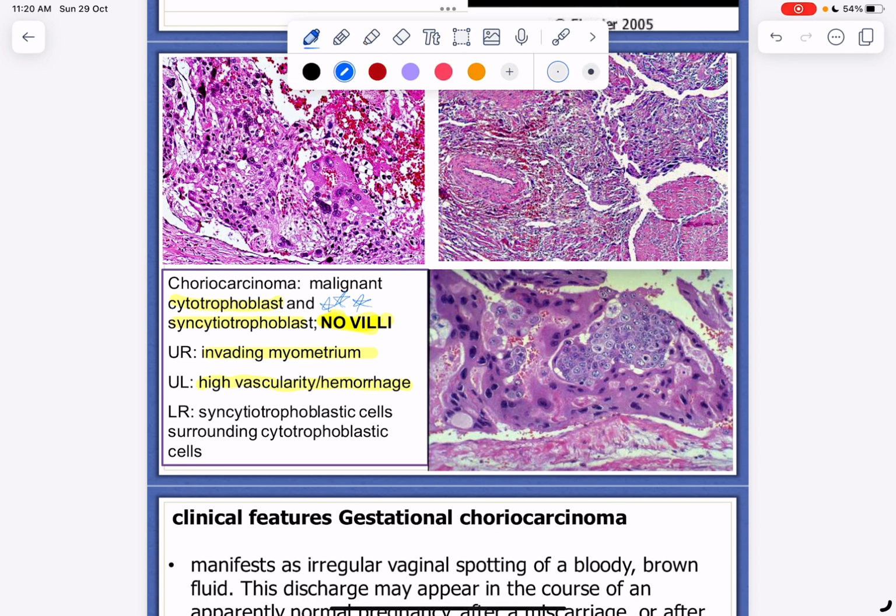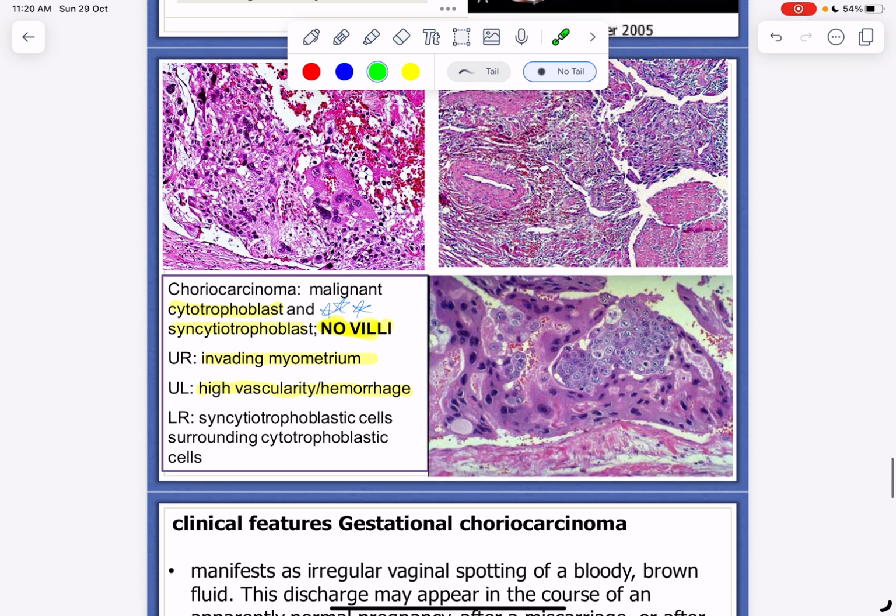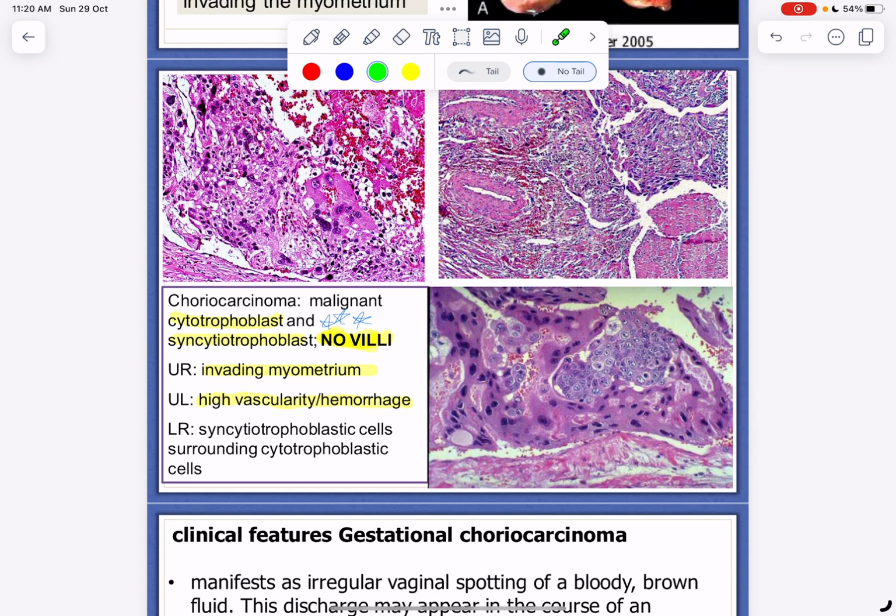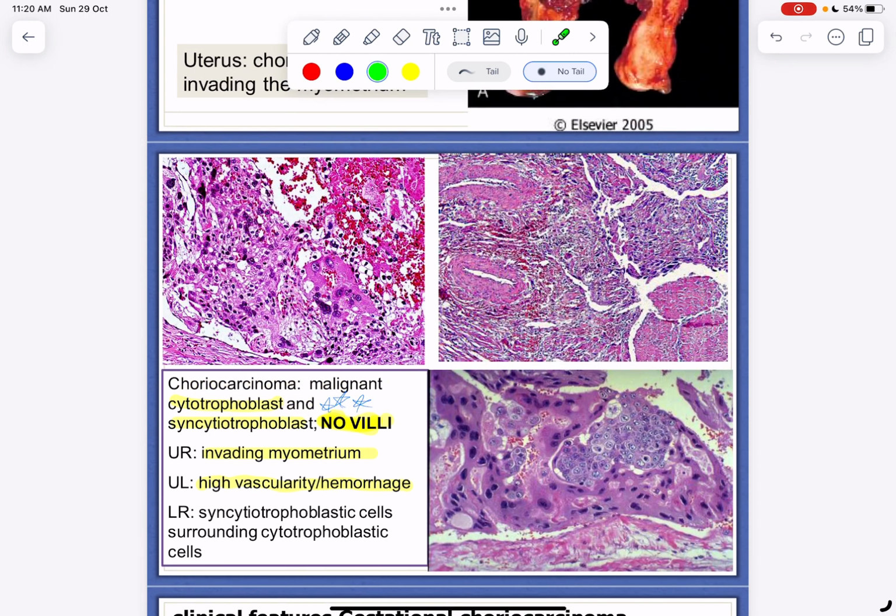Invading myometrium, in the upper right, this one. This is thick-walled blood vessels, and these thick-walled blood vessels are found in myometrium. Okay? And here there is a bundle of smooth muscle. And this is the tumor, choriocarcinoma, invading the myometrium. Okay?